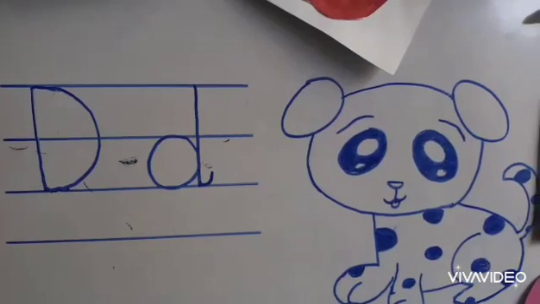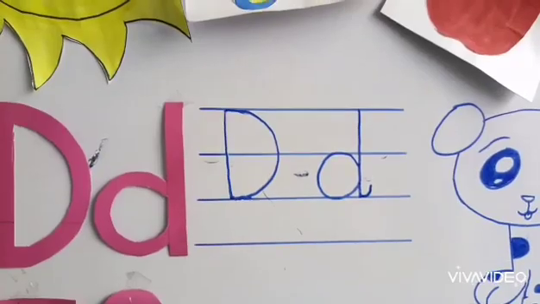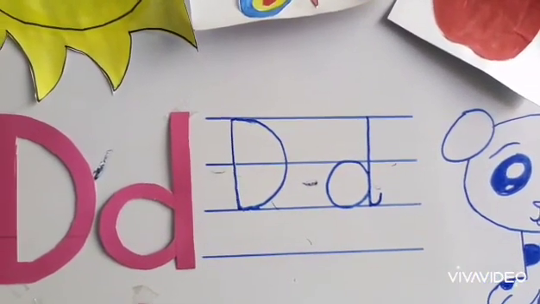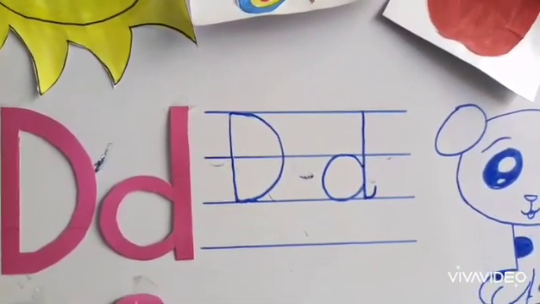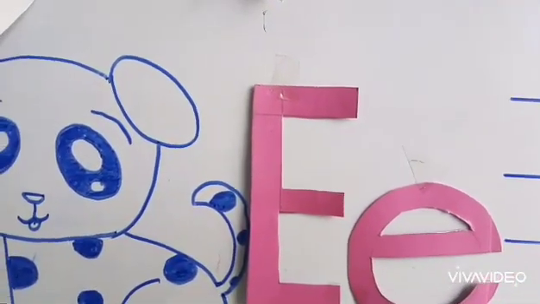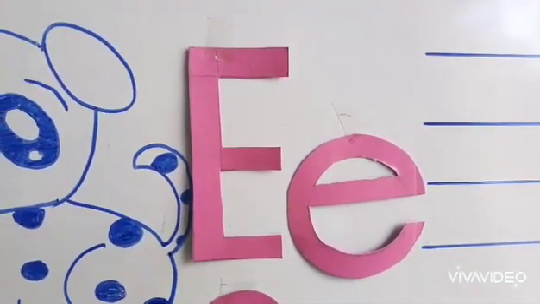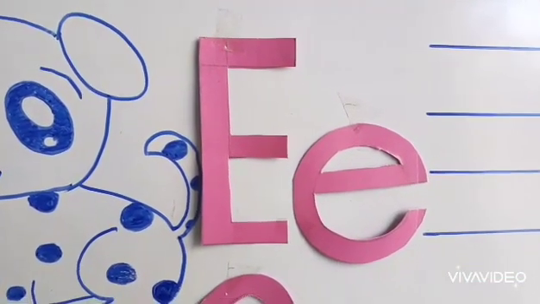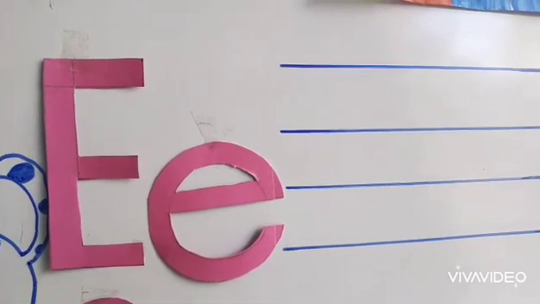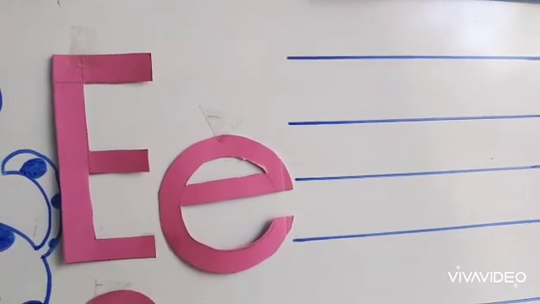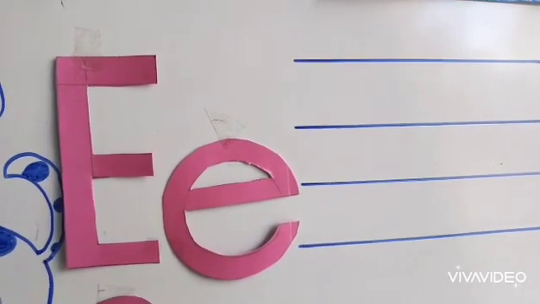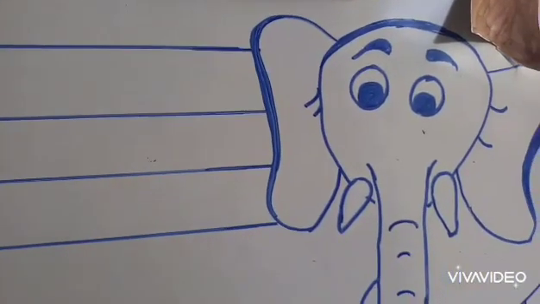Let's move on to our next letter. What comes after D? Do you know what comes after D? Good. E. What is the sound of E? The sound of E is E. Repeat with me. E. Good job, guys.